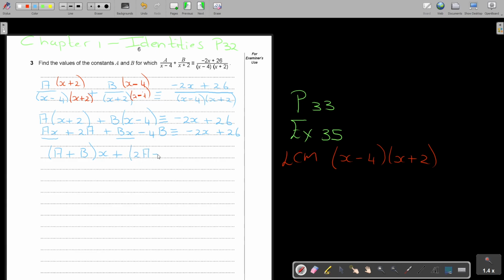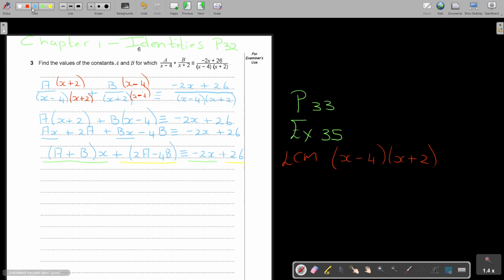2a minus 4b. And there's my identity, negative 2x plus 26. Okay, so now I'm going to start comparing. Compare this with this. Compare this without an x with this.